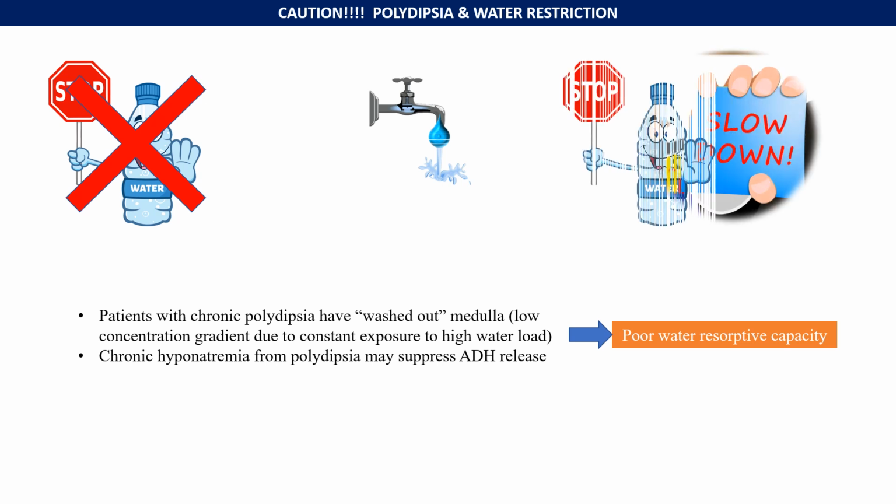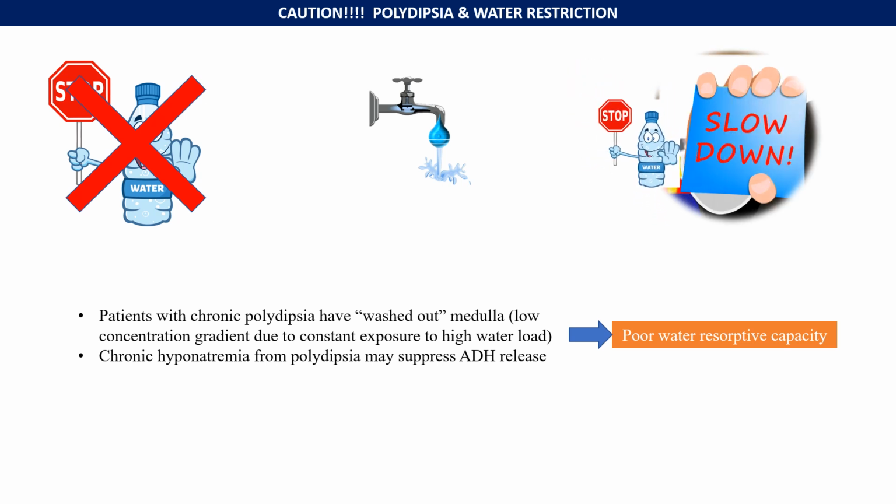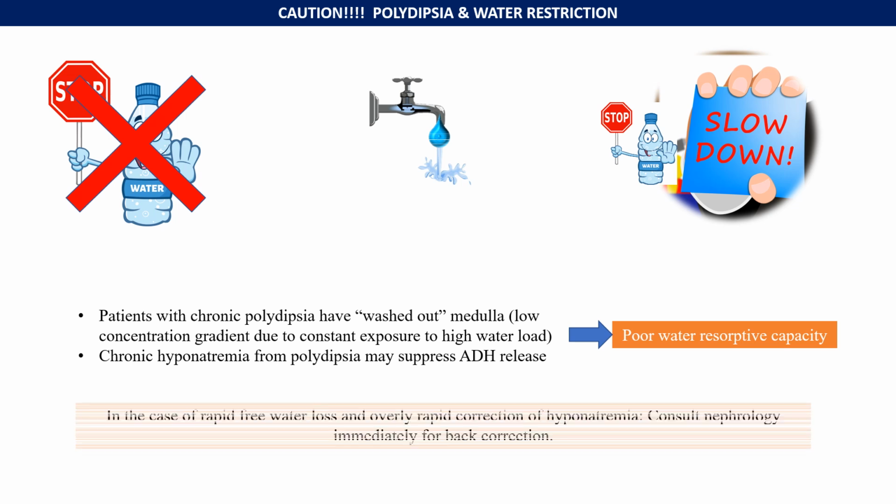It is more prudent to gradually reduce free water intake while increasing solute intake to allow the rebuild of the medullary concentration gradient. In the case of overly rapid correction during water restriction, consult nephrology immediately for back correction.